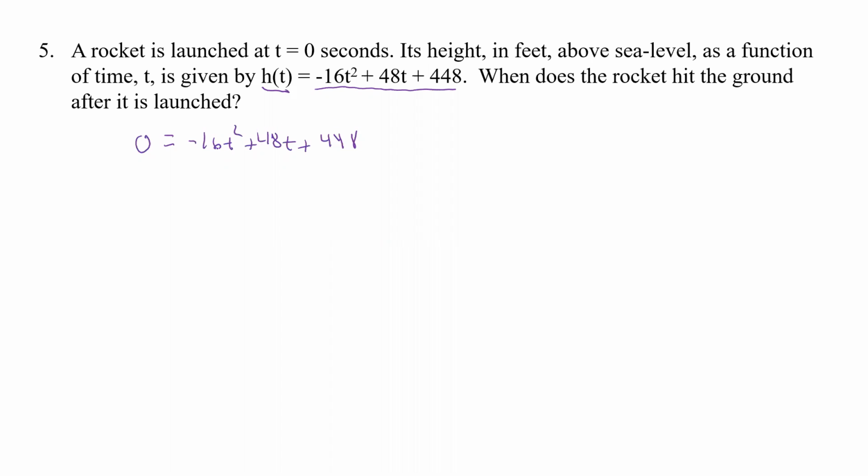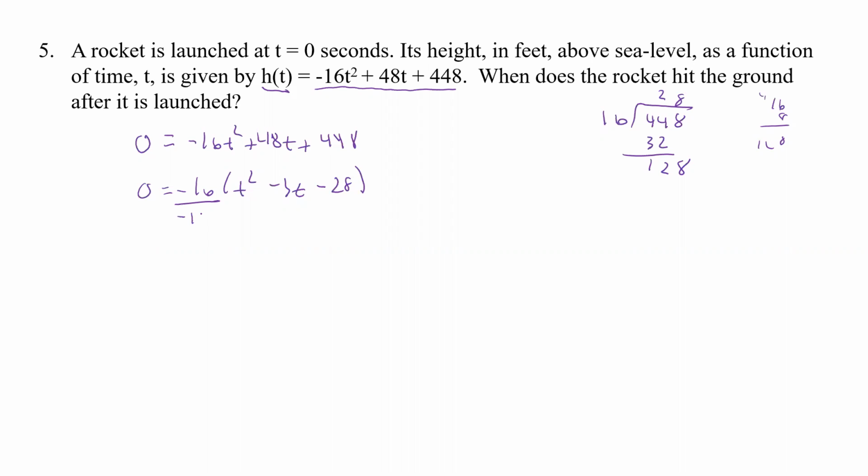Now, can we factor out a 16, like negative 16, like we did the last time? Well, let's see. If we take it out of here, that's going to be a t squared. Out of here, that's going to be a minus 3t. And 448 divided by 16, that's going to be a 28.